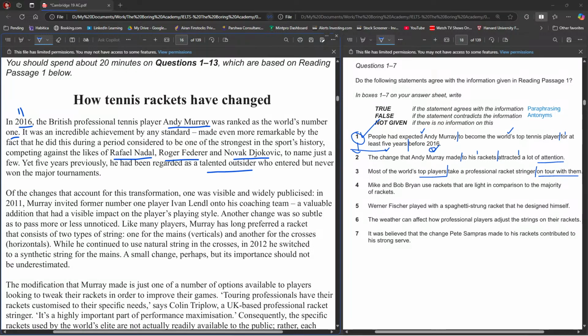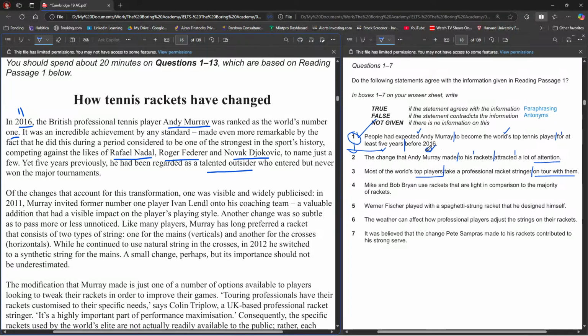Yes, sir. Okay. Let's see if the answer is true, false or not given. So people had expected Andy Murray to become world's top tennis player. Did they expect that, or was he already a world's number one player? In 2016 he was already world's number one player, and here it clearly says that 5 years before, they did not expect him to be the world's number one player. He was just a talented outsider who used to enter matches, but he never won any major tournaments. So here this information is contradicting.